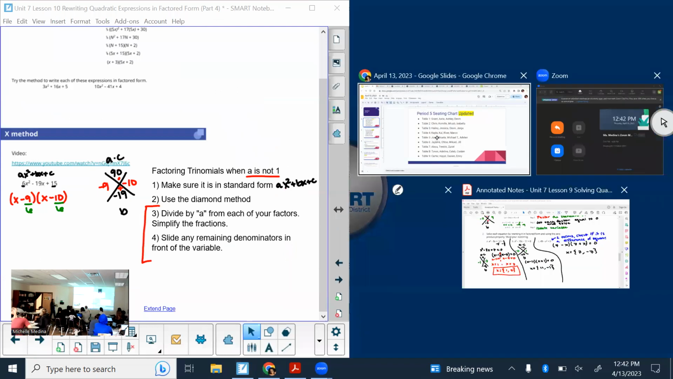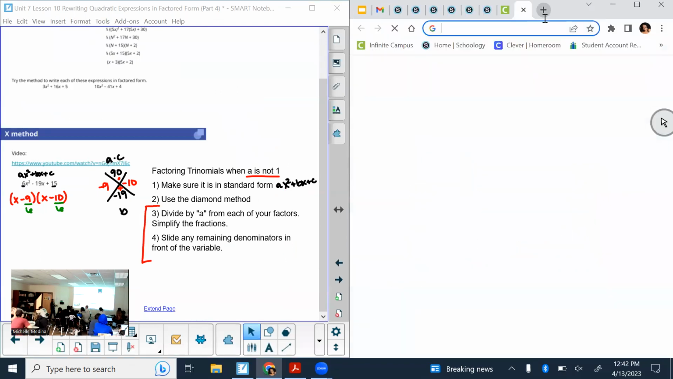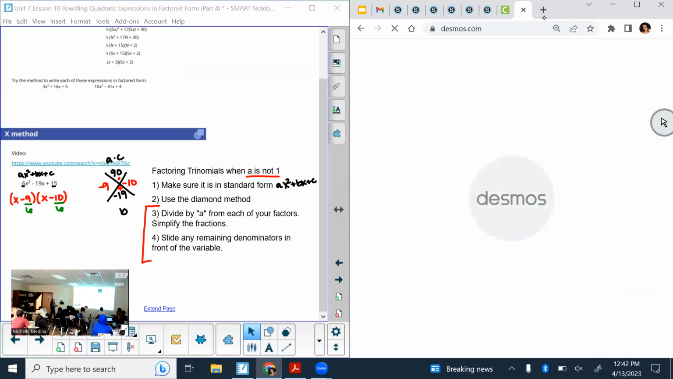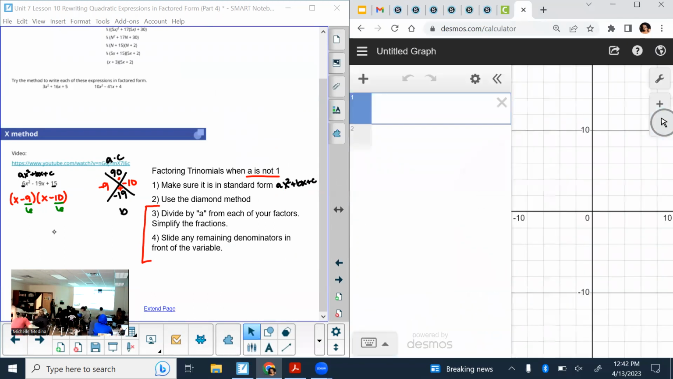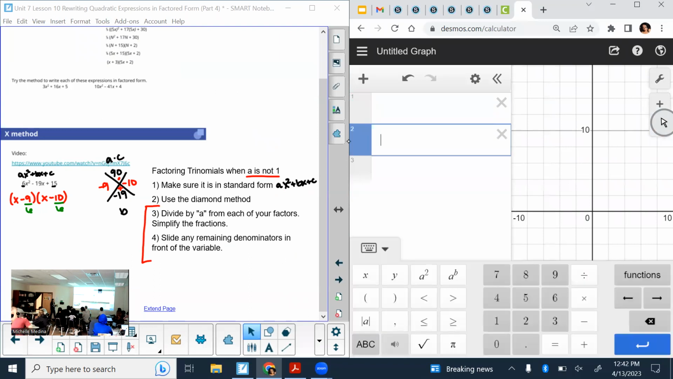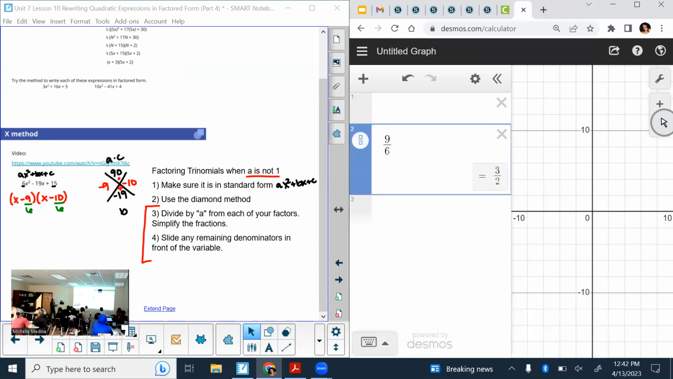I'm not restricting your use of Desmos anymore because we're done with our state testing. So if you're not sure what goes into 9 and 6, you could type it in. Yeah, 3 does. You can type it in, press this little button so that it doesn't give you the decimal anymore, and then it gives you the simplified fraction. So easy peasy, even if that's hard for you. You can just put it in the calculator, it'll simplify it for you. You have to know how to use your calculator.